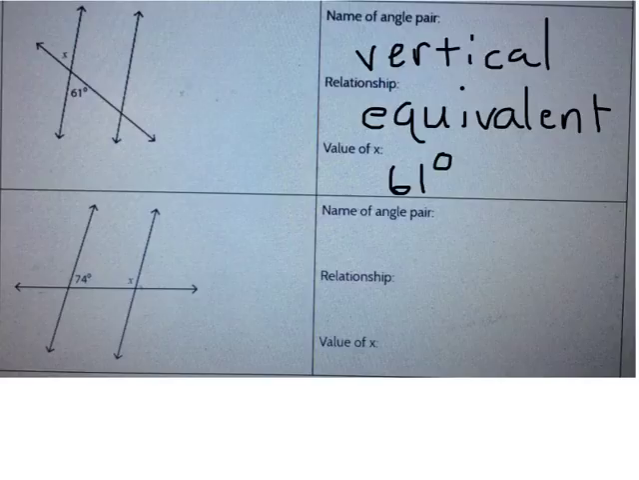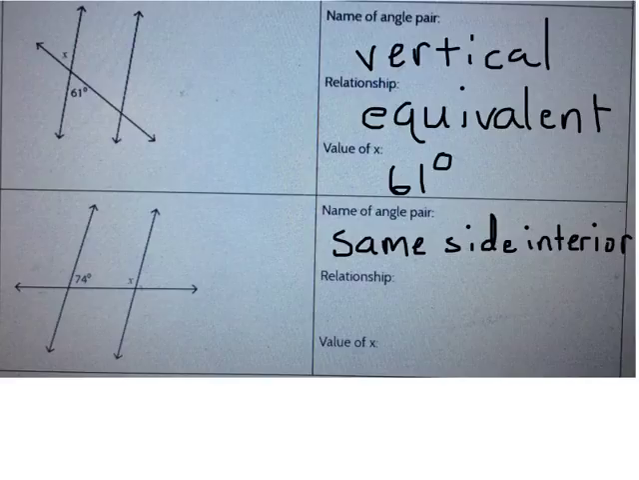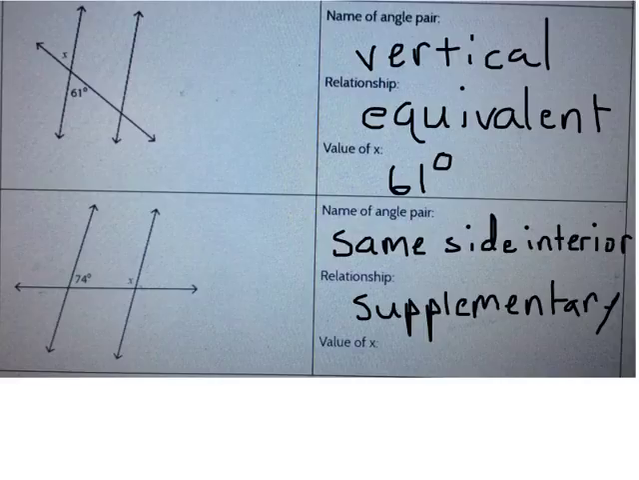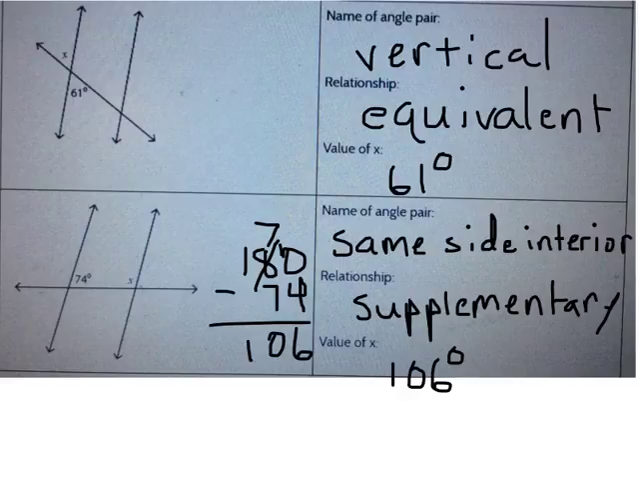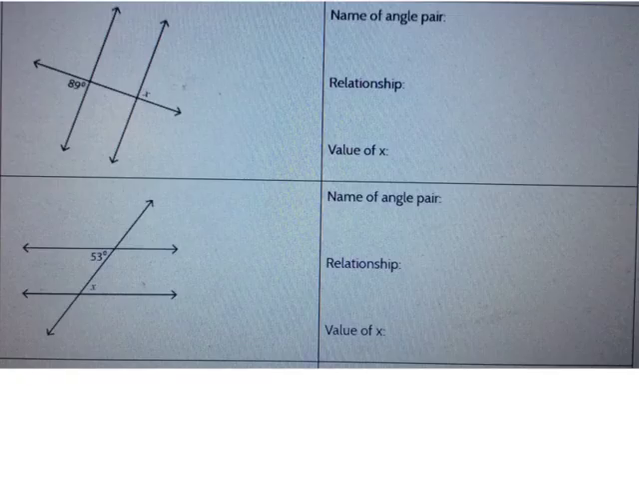Let's look at another. What's the name of this angle pair, 74 degrees and x? These are same side interior angles. They're inside the parallel lines and on the same side of the transversal. So what's their relationship? These angles are supplementary, or they add up to 180 degrees. So what's the value of x? X is 106 degrees.